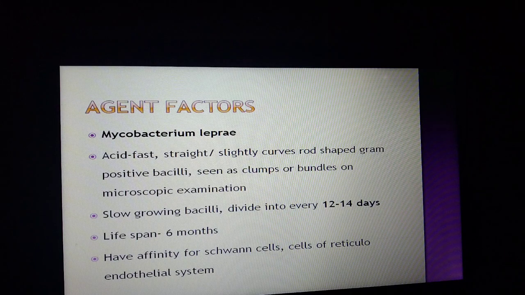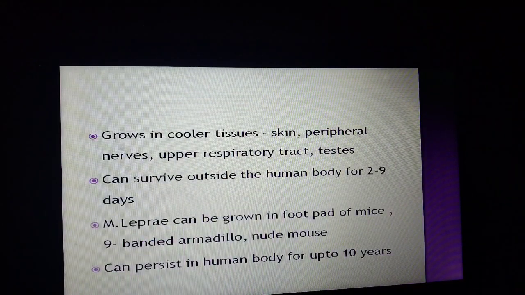So, what is it? Reticuloendothelial cells. It grows in the cooler tissues: skin, peripheral nerve, upper respiratory tract, and testes, and can survive outside the human body for around 2 to 9 days.